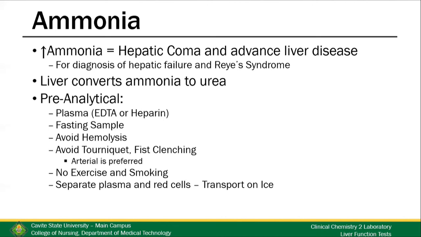Refrigerated if not performed immediately, freeze if delayed beyond 24 hours. So avoid using cleaning solution or hand cream na nagko-contain ng ammonia. It will alter also the result. It will falsely increase the result of ammonia. Avoid tourniquet, fist clenching. So, ano bang specimen collection ang ina-avoidan ng paggamit ng tourniquet? So, we will use arterial blood. So, arterial is preferred. Arterial blood collection is preferred. So, avoid exercise or any strenuous activity and smoking prior to testing.